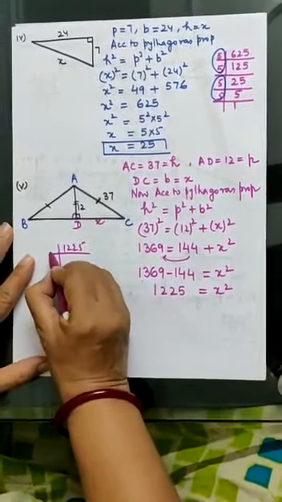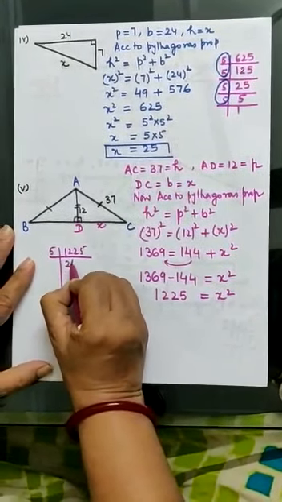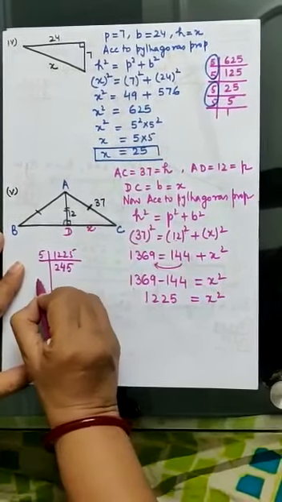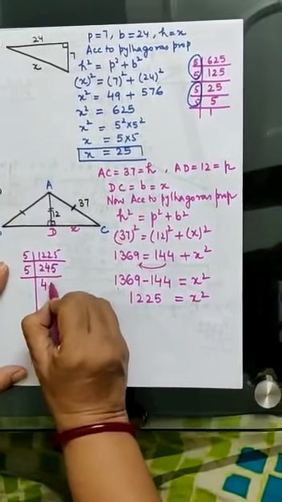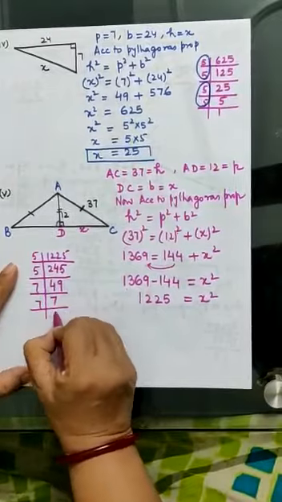So let's start with 5. 5 2s are 10, 2 remainder, 5 4s are 20, 2 remainder, 5 5s are 25. Now again goes by 5. 5 4s are 20, 5 9s are 45. Now 7 7s are 49 and 7 1s are 7.